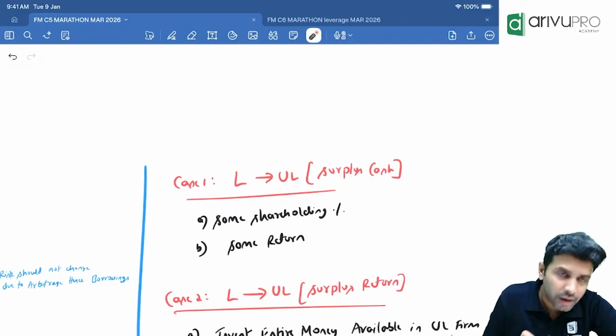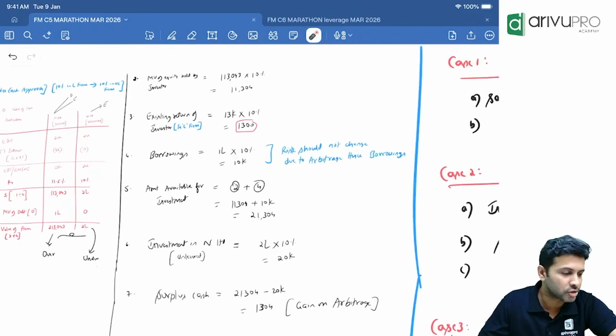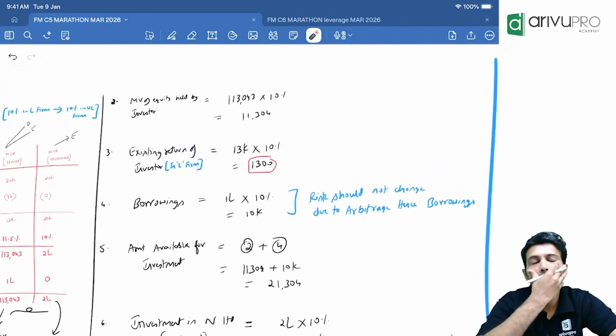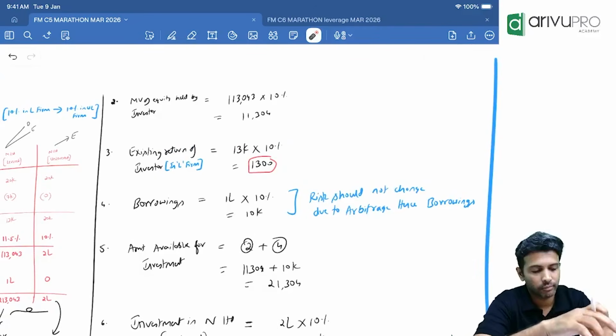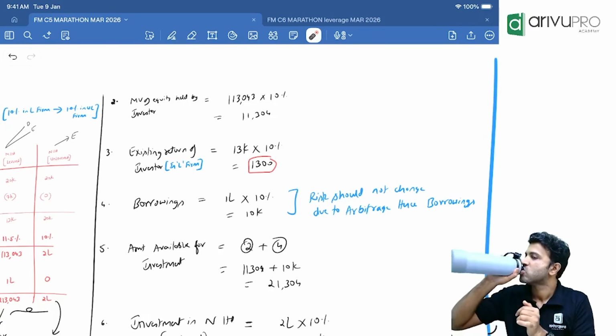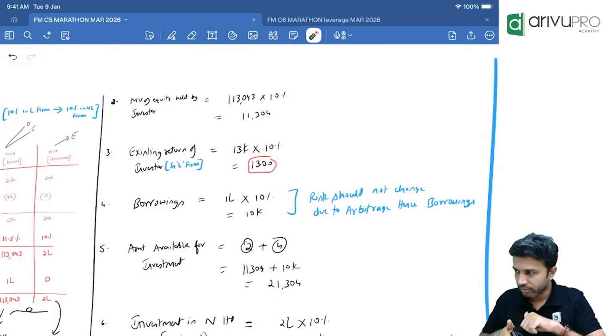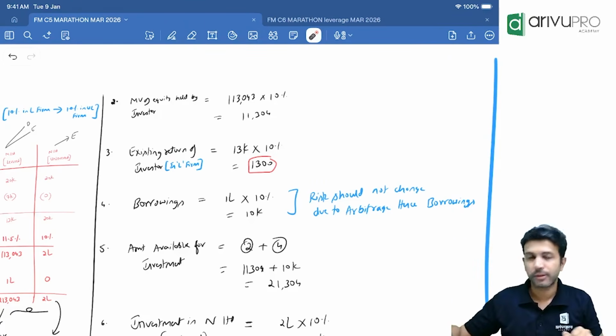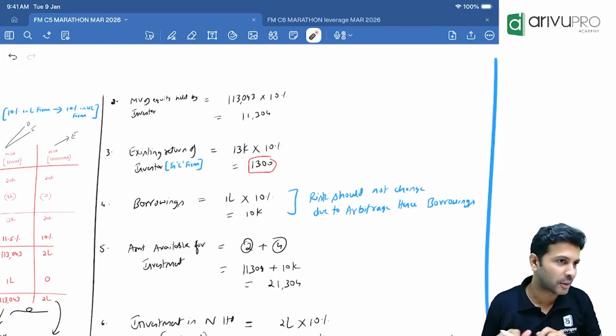Okay, now the next case. I'll give you one or two minutes to process this. Observe. Many people skip arbitrage. It is also one of the important concepts.